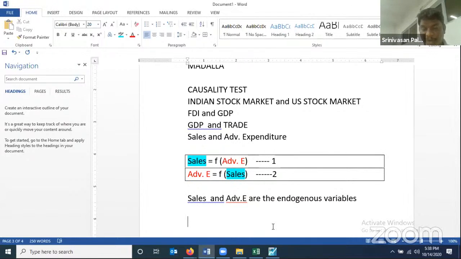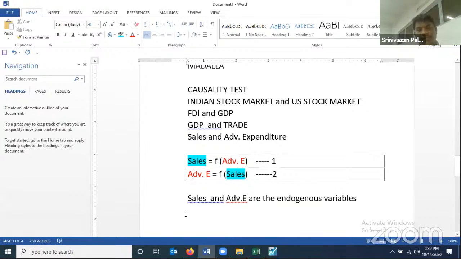Now if you come to the causality, I'm talking about causality. Causality test deals with the endogenous variables in the simultaneous equation setup, the simultaneous equation system. That means you have to jointly estimate these two equations, not separately. You should not estimate this separately. You have to jointly estimate this.